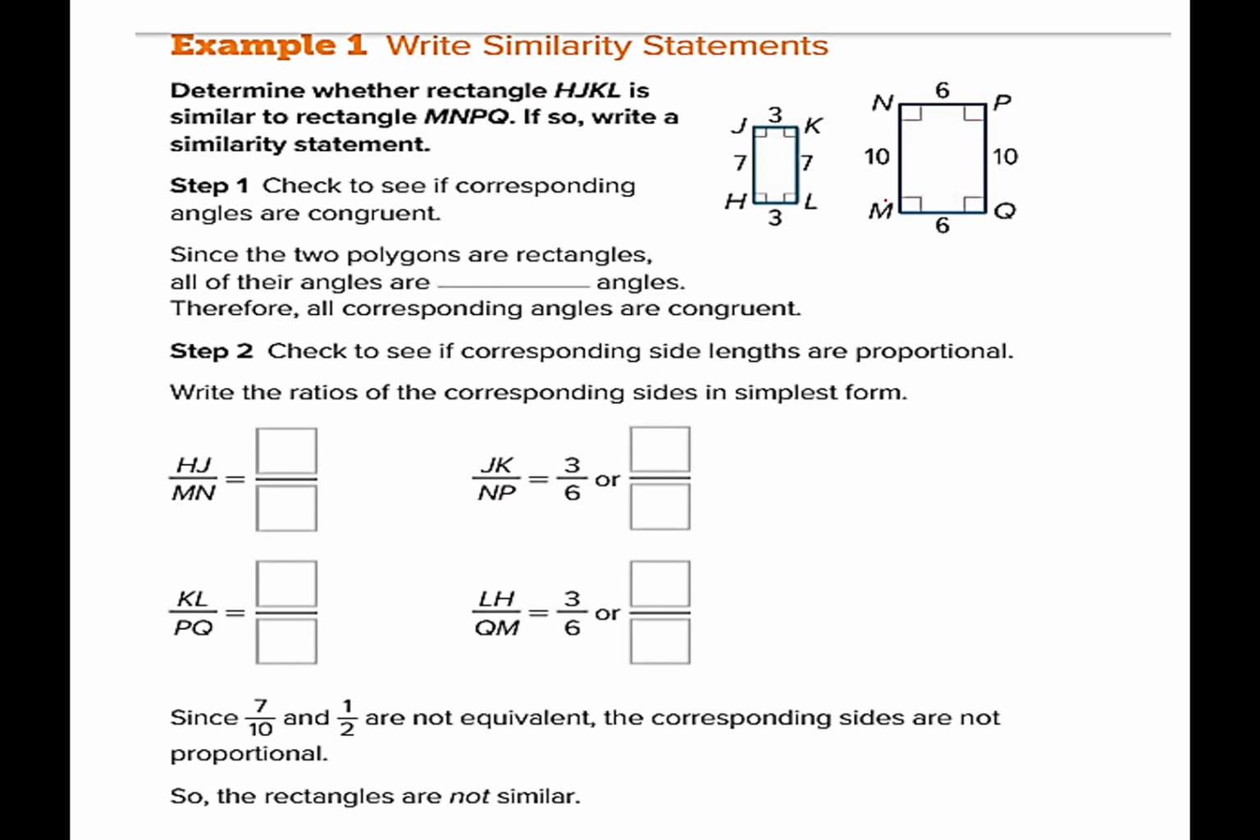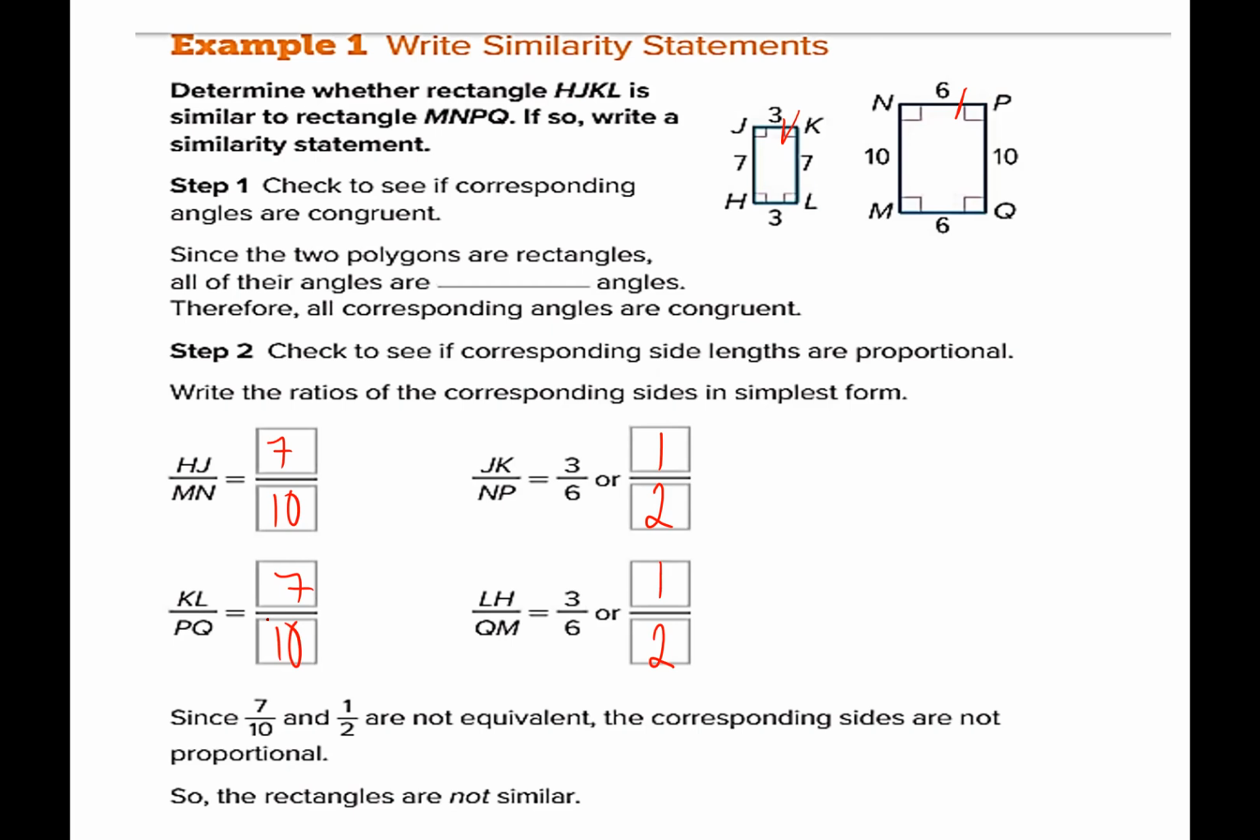Let's see, are the sides of the first rectangle proportional to the sides of the second rectangle? So JK over NP should be 3 over 6, which is 1 over 2. Another, HL over NQ, 1 over 2. While JH over MN is 7 over 10, and this one also 7 over 10.